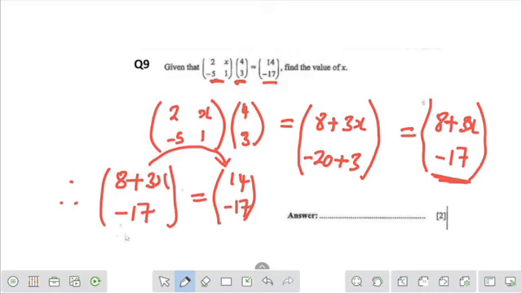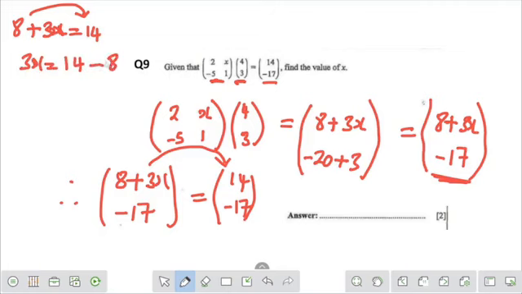So to do that, let me just write here on top. We are going to have 8 plus 3x is equal to 14. So this 8 will go to where 14 is. We are going to have 3x is equal to 14 minus 8. So we are going to have 3x equal to, 14 minus 8, what are we going to get?